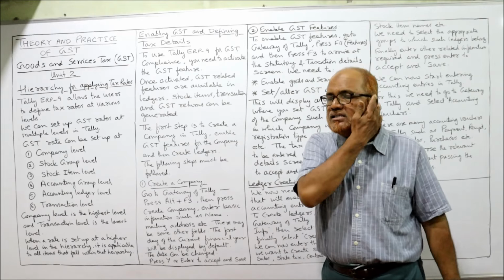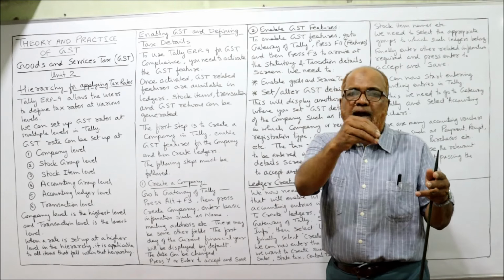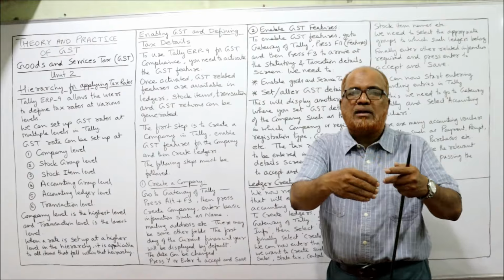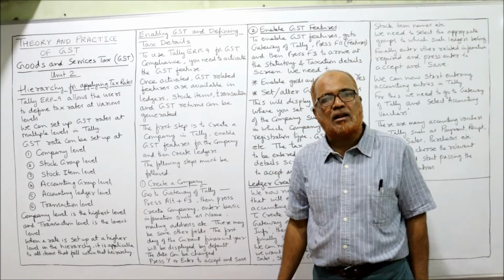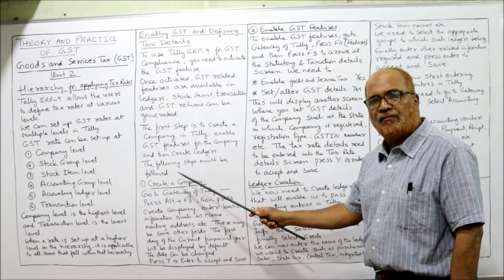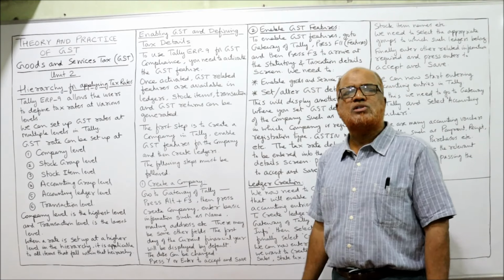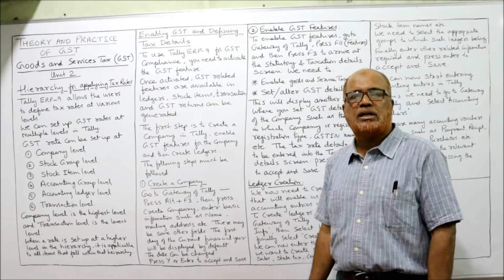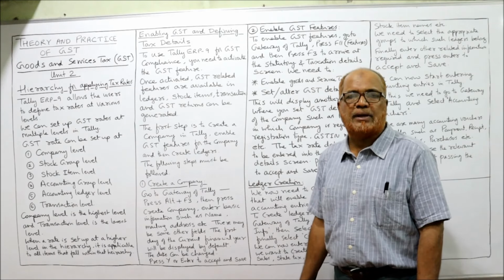So once ledgers and groups are created, you are ready now. You have to simply enter the transaction. Automatically GST will take care of the rest of the calculations. Now the following steps must be followed. The first step, creating a company. Everybody already knows this because we have done the computerized accounting subject, in which we have seen how to create a company.